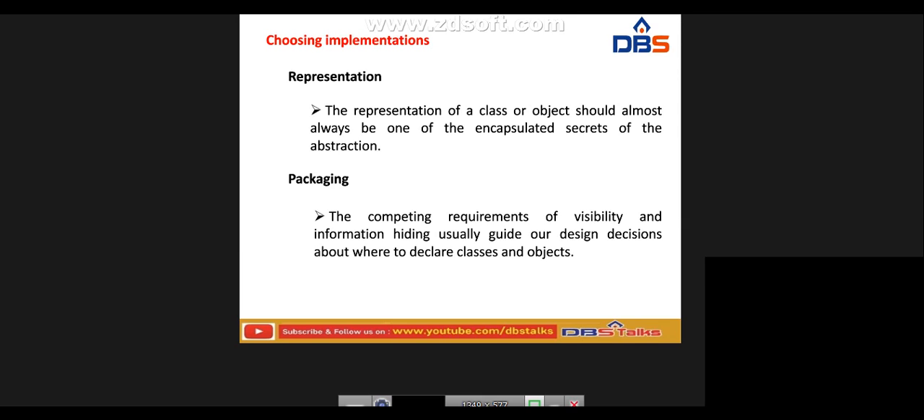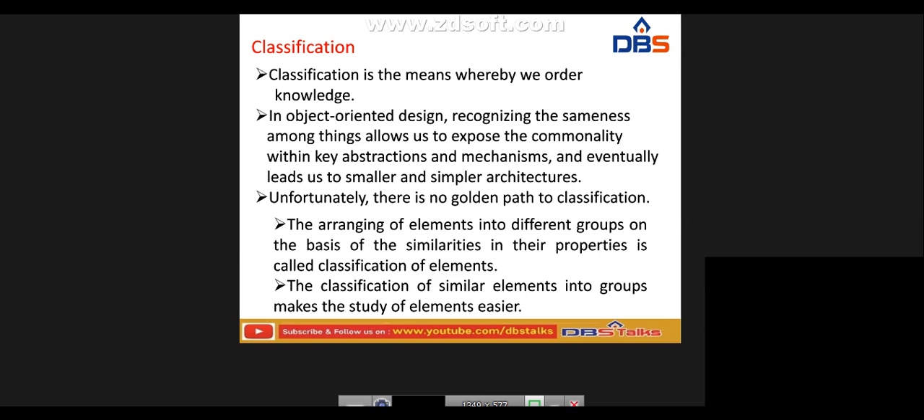And the next one is classification. Classification is the means whereby we order knowledge. That is, which classifications are most important to the implementation of the particular system. In object-oriented design, recognizing the sameness among things allows us to expose the commonality within key abstractions and mechanisms, and eventually leads us to smaller and simpler architectures.